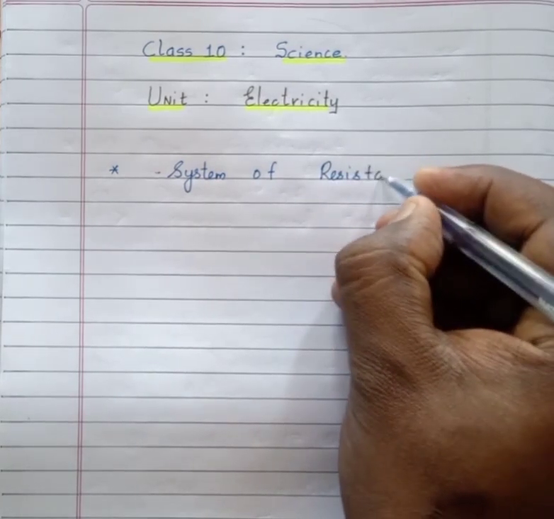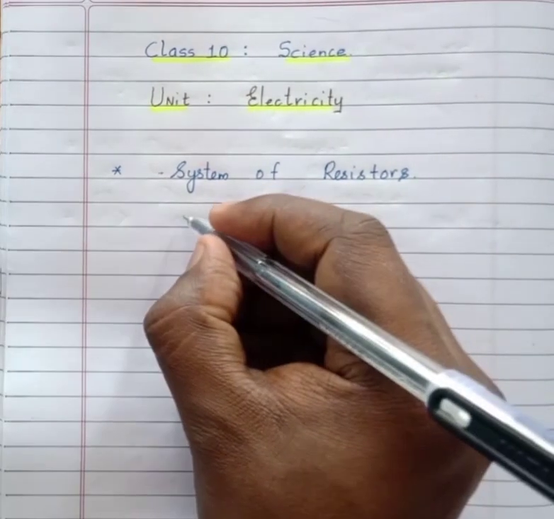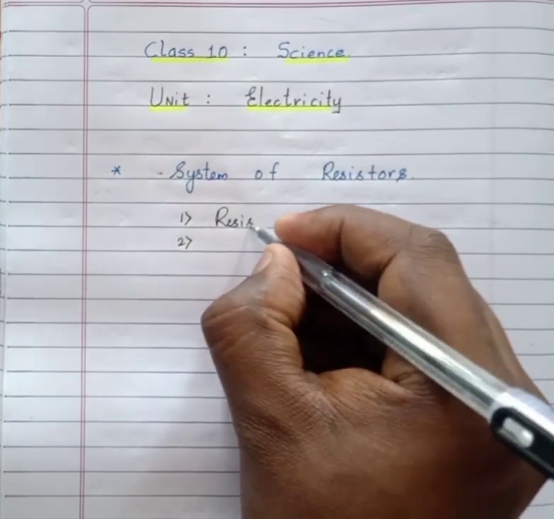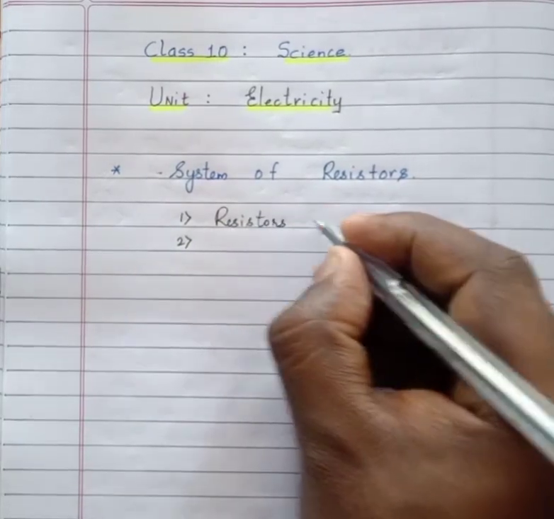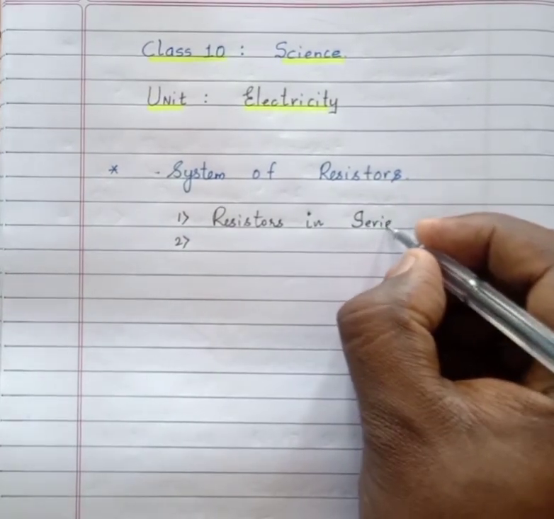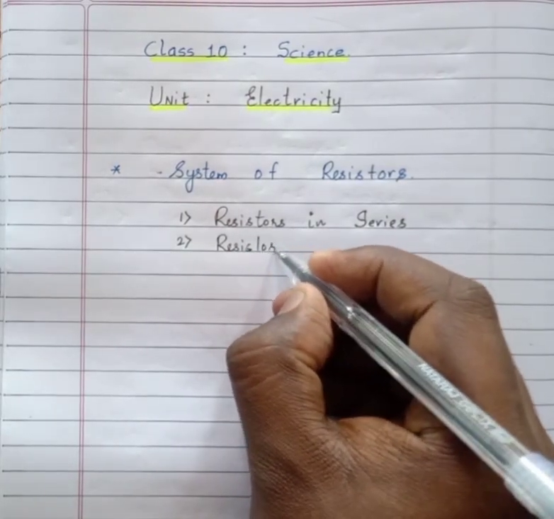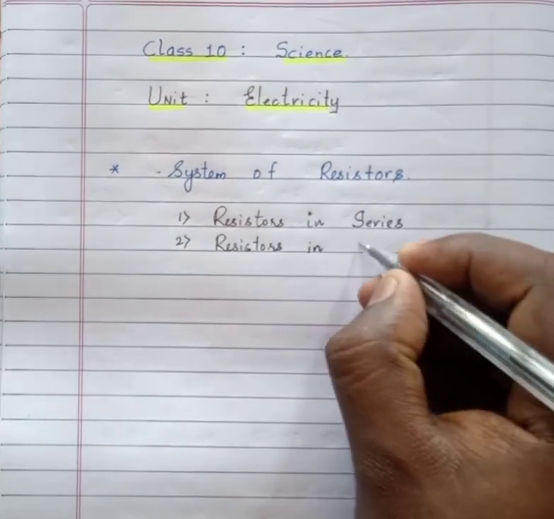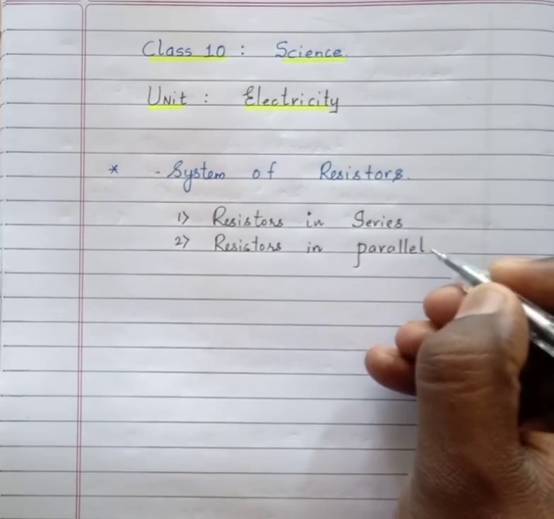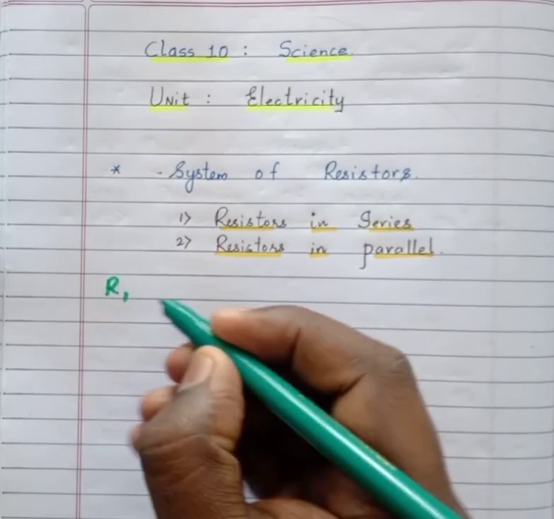Resistance of system of resistors, that is, there are two methods of joining the resistors together. How many methods are there? There are two methods of joining the resistors together. The first way is system of resistors in series and the second is system of resistors in parallel. The two ways of connecting the resistors are in series and in parallel.